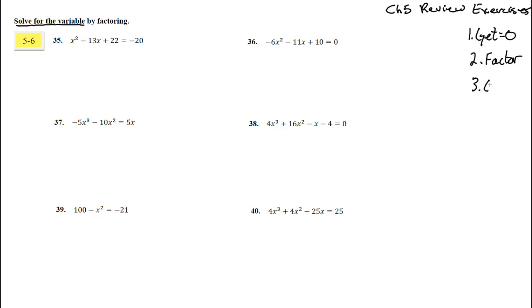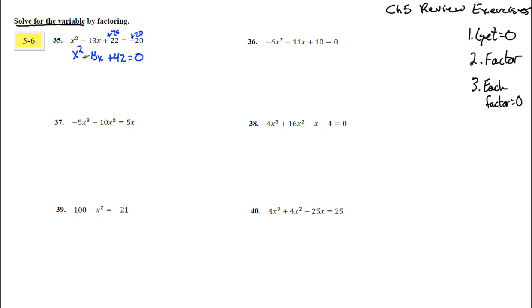And then each factor gets put equal to 0. These are the steps. Each factor equals 0, or each piece. All right, so let's do it starting with number 35. So first get it equal to 0, so add 20 to both sides. And then let's write this down. We get x squared minus 13x plus 42 equals 0. Check. Step number 1 is good.